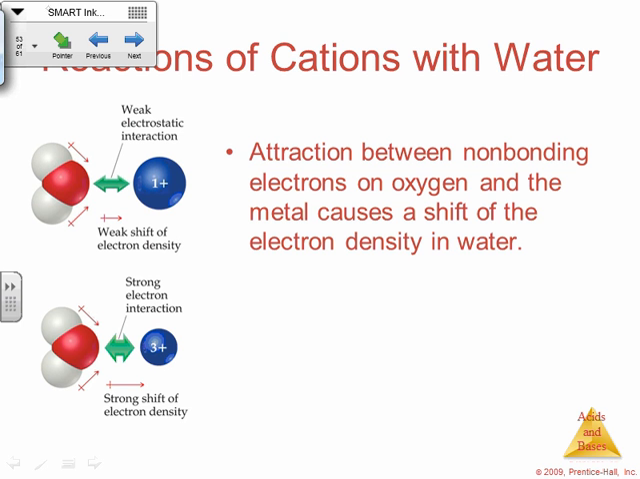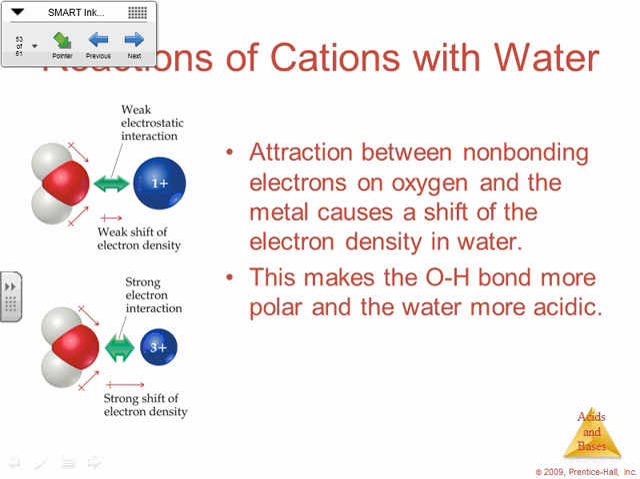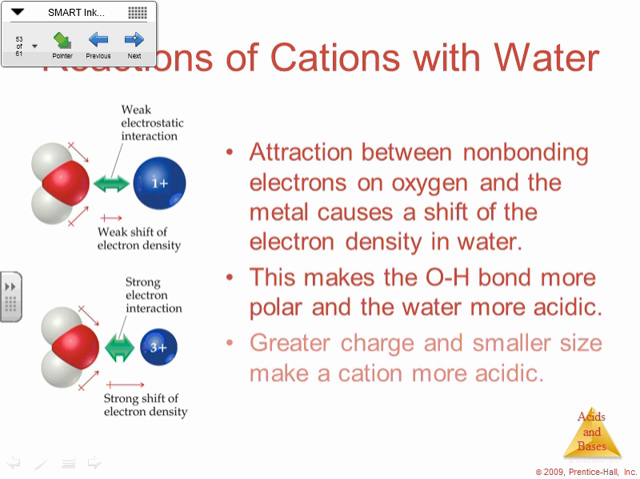Okay, so this is still talking about attraction between non-bonding electrons on oxygen and the metal. It causes a shift in the electron density. Okay, we talked about that already. So it shifts the electron density in the water, which makes it easier for one of those hydrogens to pull off. It makes the OH bond more polar, and therefore the water more acidic because the hydrogen will leave more easily. The greater the charge and the smaller the size make a cation more acidic. Oh, there it is. Yeah, there it is right there.